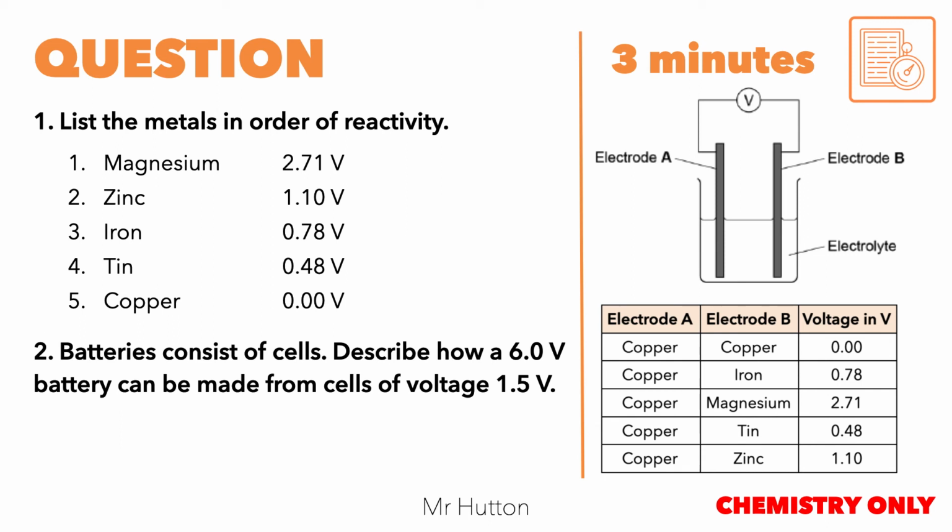So you may have done that the other way around, you might have had it in the reverse order, but well done if you got that correct. Then the part at the bottom here, batteries consist of cells. We know this from physics that a battery is multiple cells. So describe how a 6-volt battery can be made from cells of voltage 1.5 volts. Hopefully this was relatively straightforward for you. But if we have 4 1.5 volt cells connected in series, that'll give us a 6-volt battery.